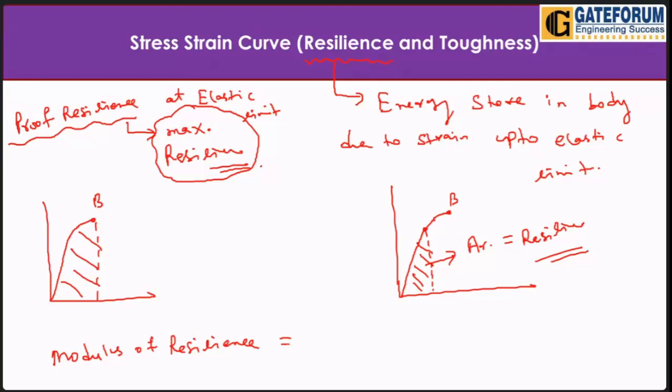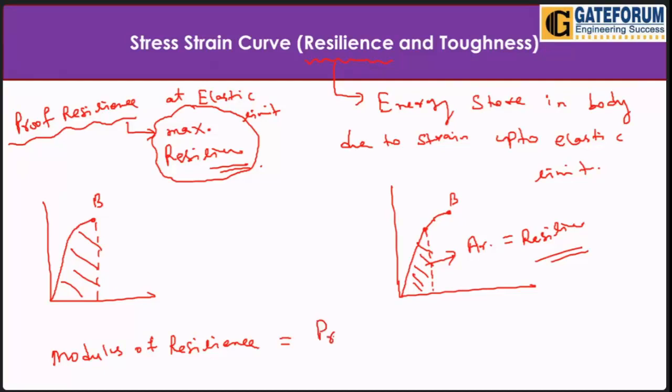So please remember all three terms. They are very different from each other. Otherwise, a 1 mark question will come in the GATE examination, and you will be confused about which option to tick, whether resilience, proof resilience, or modulus of resilience. So what is modulus of resilience?